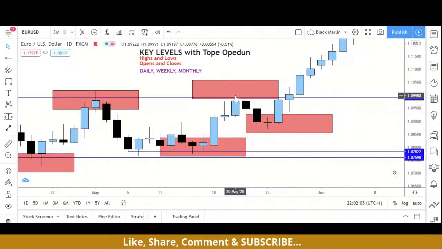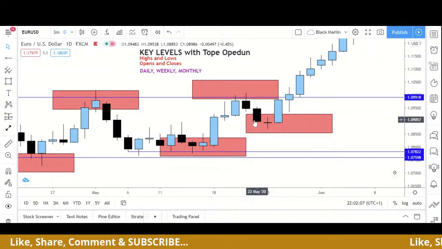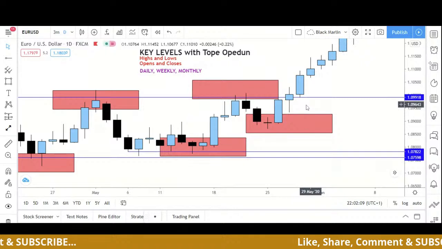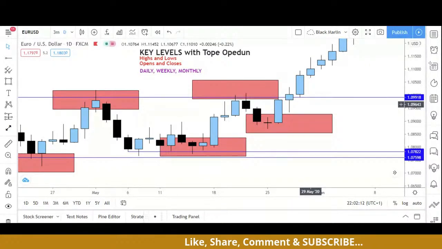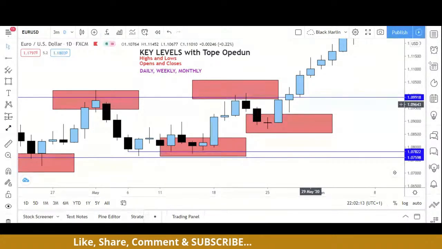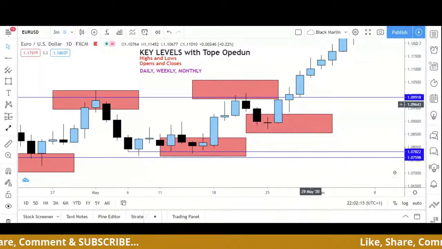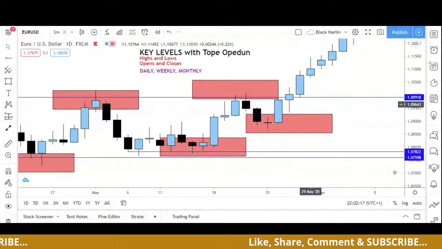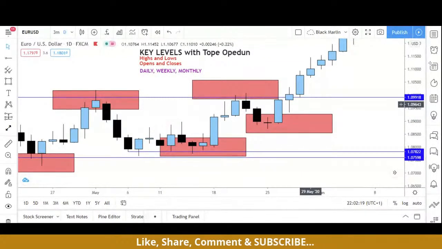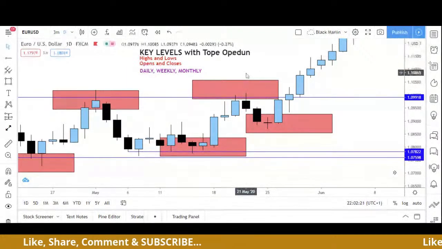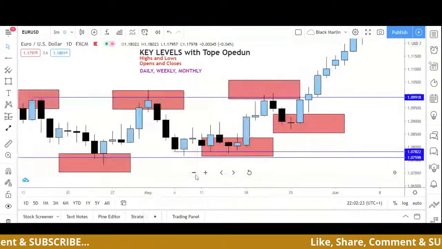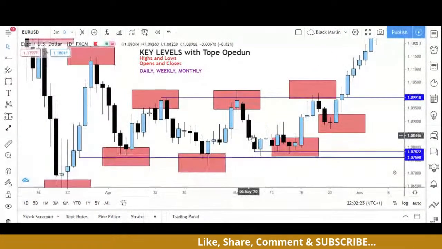Even here as well, the same thing. So we could go on and on about this. So guys, do you see what I'm trying to get your eyes to spot? Do you understand what is happening around these key levels?